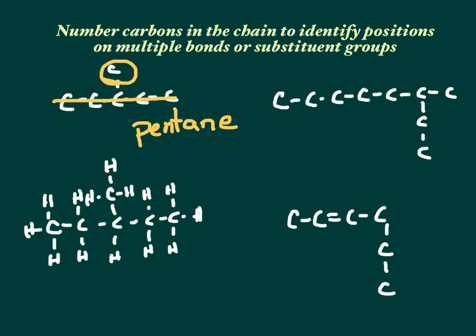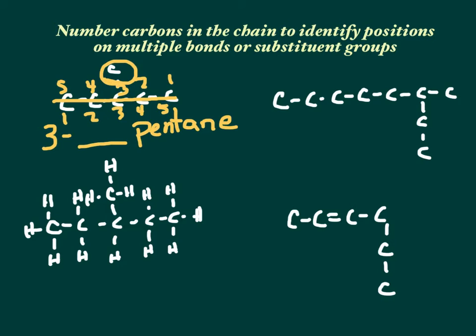And whichever end I start at, this is 1, 2, 3, 4, 5. I have to start numbering from the end that is closest to the substituent group. In this case, it doesn't matter because it's on carbon 3 no matter which way I go. So that's going to help us out. I'm going to say that that substituent group is on carbon 3, and I'm going to put a name in there a little bit later on.